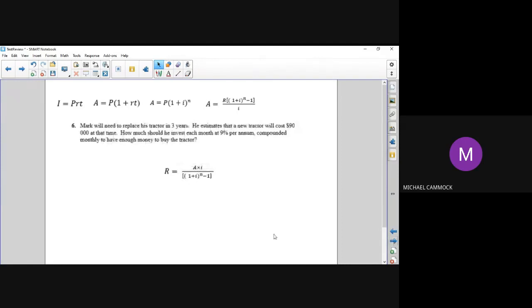Then this question was another question similar to the last one, where you have your amount in the future, $90,000, and you're trying to figure out, what do I put into the account every month to get to that $90,000, given this interest rate, given this amount of time.